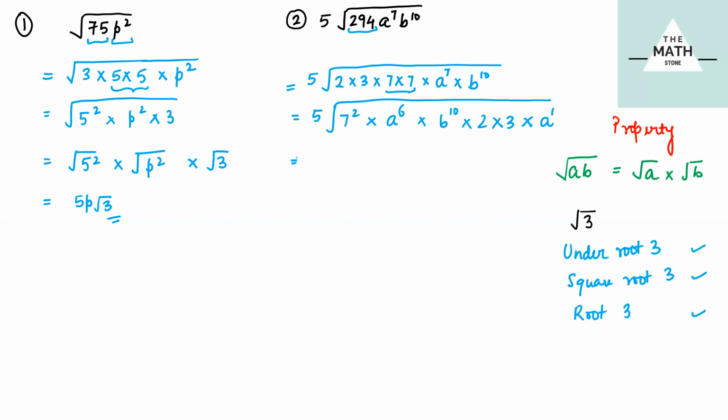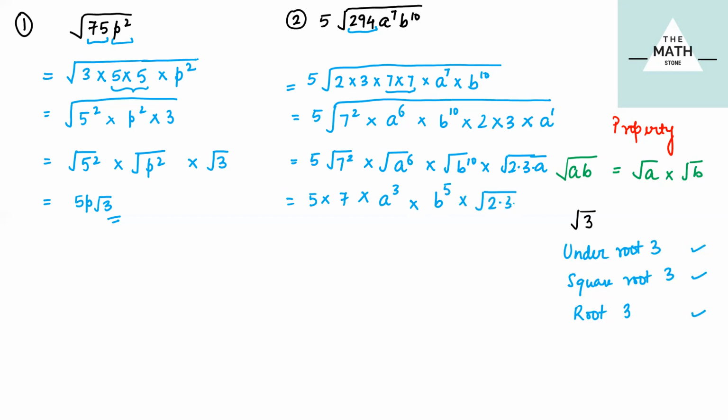Then, the next step, I'll apply the multiplication property of square roots. So all of these will be separated: 5 times this, this, and this. And inside the square root, we'll have 2 times 3 times a. Now I'm going to simplify them. So this becomes 5 times 7 times a raised to 3 times b raised to 5 times the square root of 2 times 3 times a.